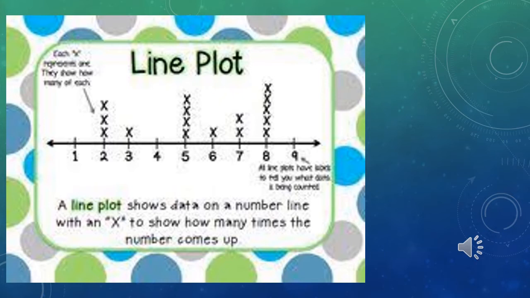We also like to include titles and labels so that when a reader or somebody who is looking at our graph, they know what the information is about. This graph is not well titled or labeled because they're mostly just trying to show you the important parts of a line plot graph, the x's and the number line. It's very important that we include those in our line plot graph.